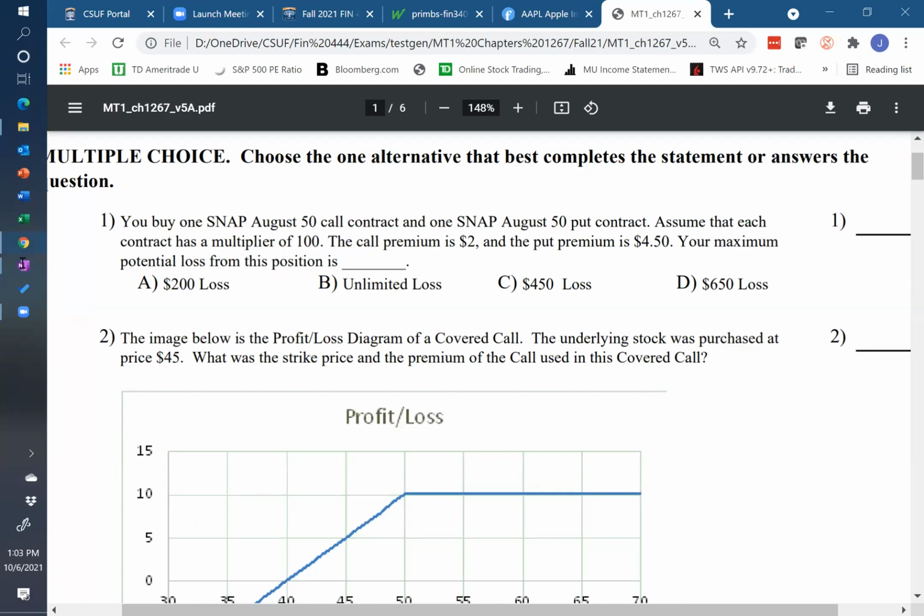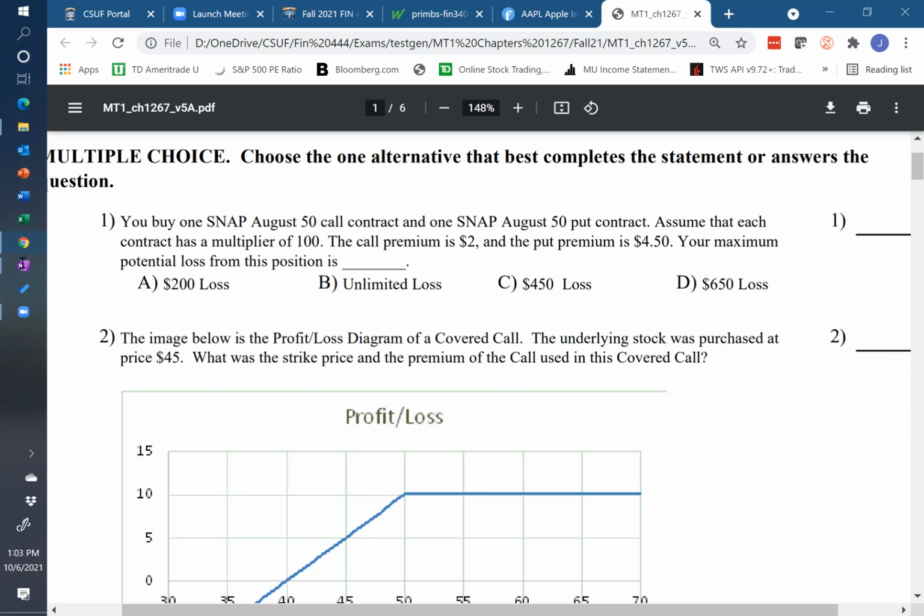So you buy one Snap August 50 call contract and one Snap August 50 put contract. What strategy is this? Has everybody already forgotten? It's a straddle. Okay, there we go. Good.